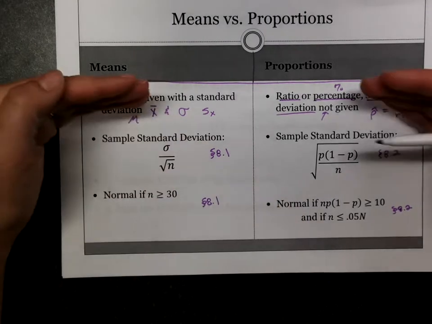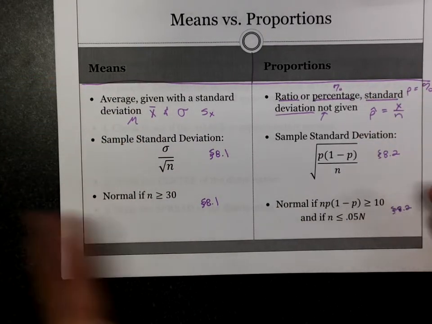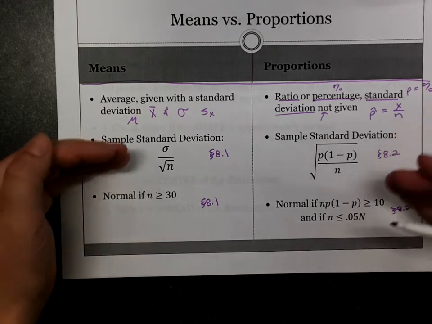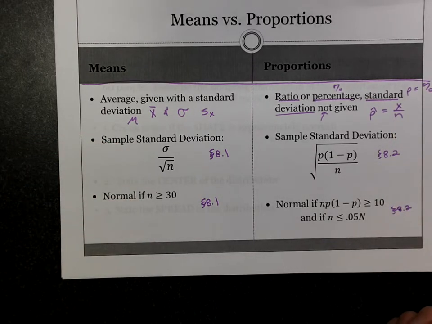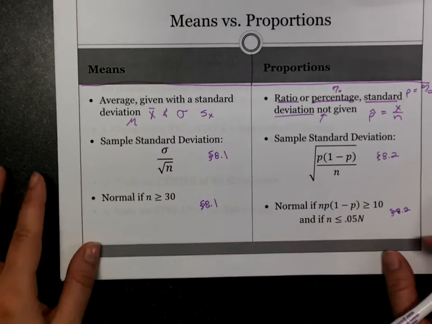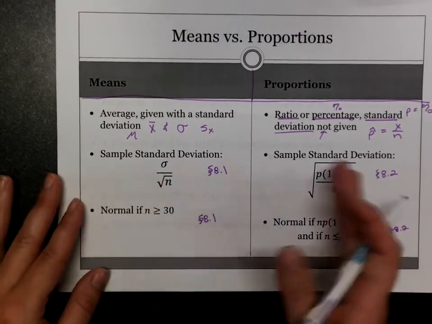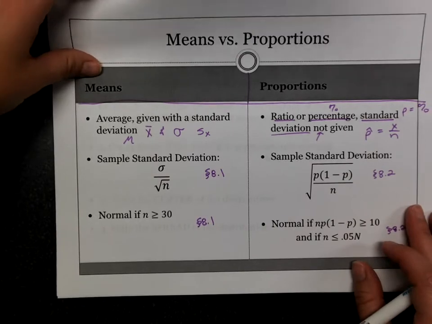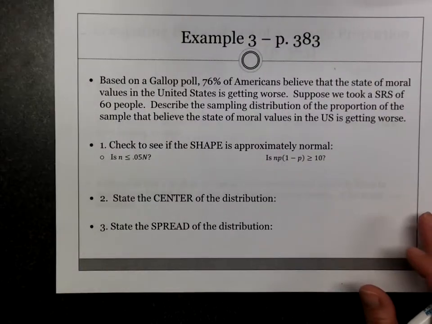So we're still doing the same thing. We're still going to use normal CDF. It's just the way that it's calculated is slightly different. One is for means, one is for proportions. So hopefully that'll help you distinguish the two. I'm going to leave that out to the side in case we need to refer to it later.